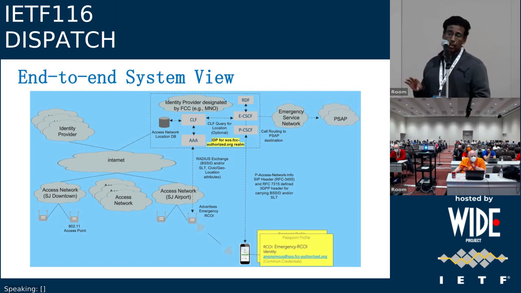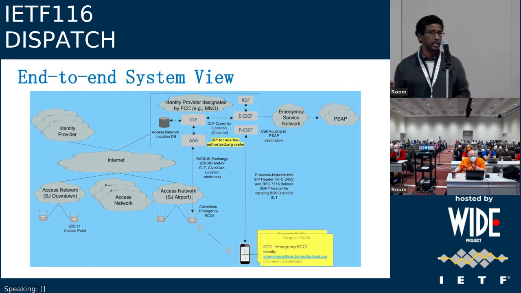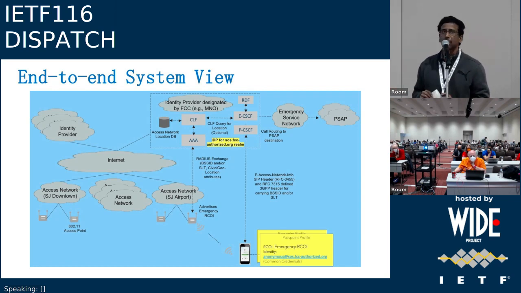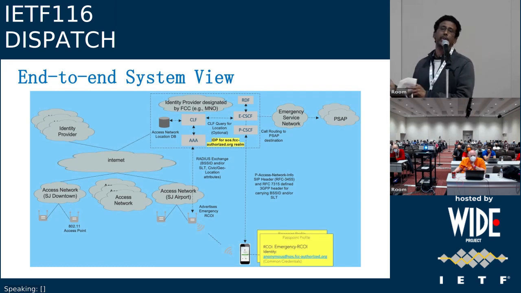The document has a call flow and other details next, but these are the overall elements in the system. What I want is some feedback from this working group. Do we see value in this? It is about greater access to 911 services. The IETF should provide more tools to the system. Otherwise, the current state is just carrier-centric. How do we disrupt that?